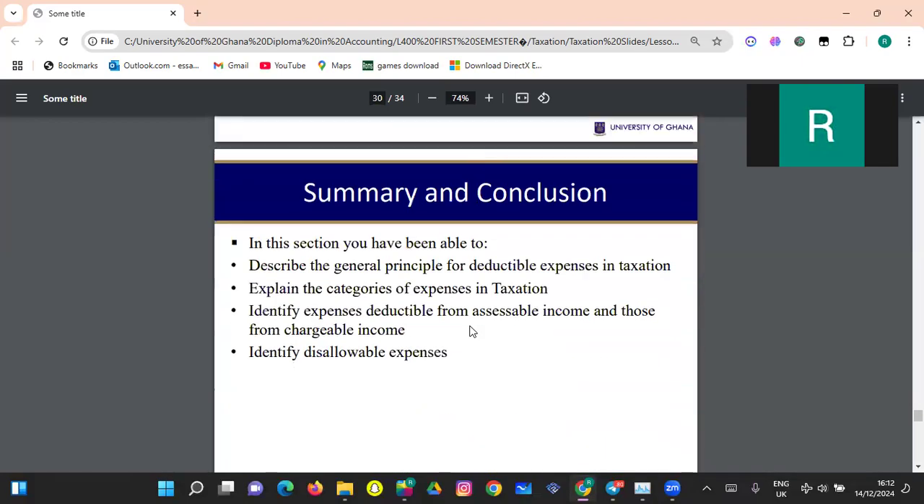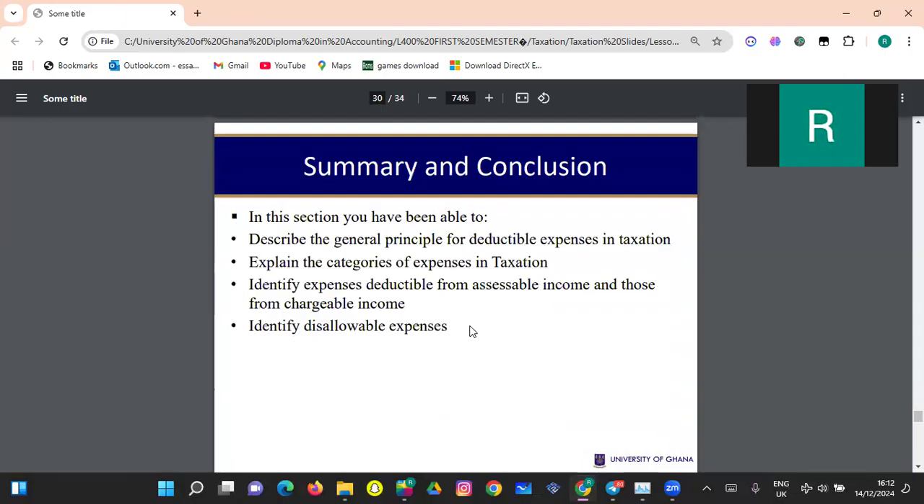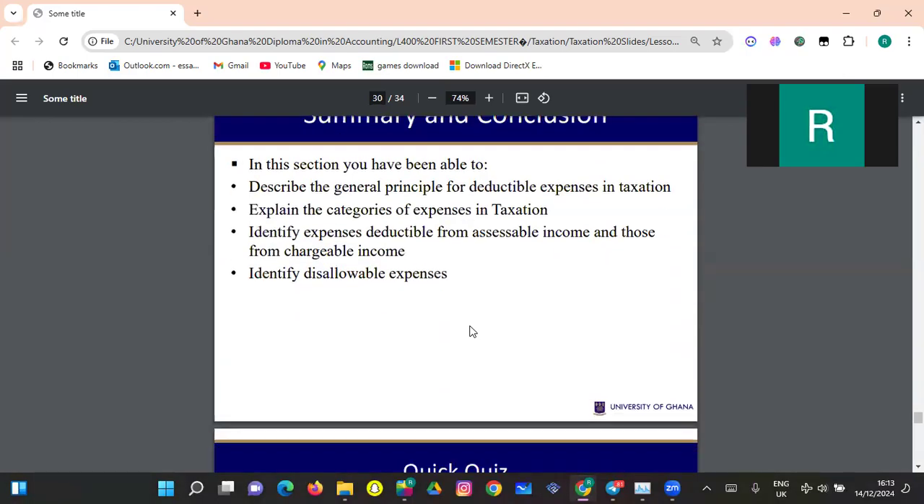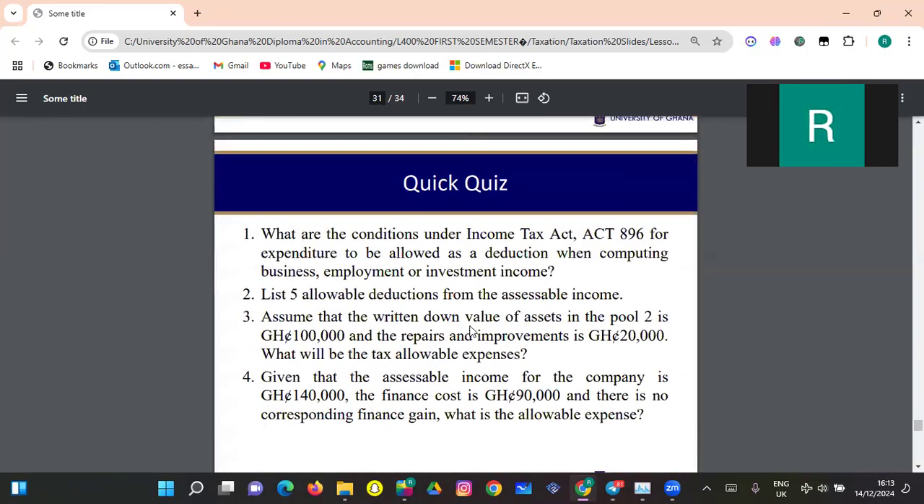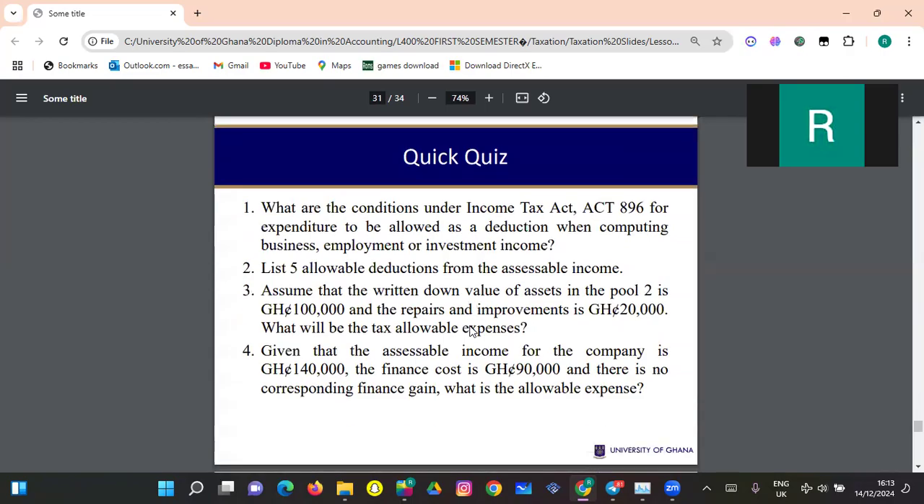So in summary, this is what we've done. We've been able to describe the general principles of deductible expenses in taxation. We've also explained the categories of expenses in taxation, that is, the allowable and disallowable. And then we've also identified expenses that are deductible for assessable income and those from chargeable income. And we've also identified disallowable expenses. So we can try out this quiz when we are free.